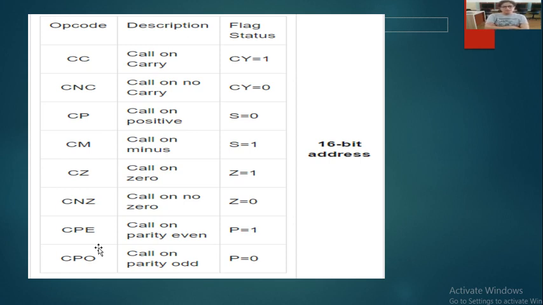Next is CNC, call if no carry. C stands for call, N stands for no, and the last C stands for carry. It will transfer the call only if the value of CY is equal to 0.